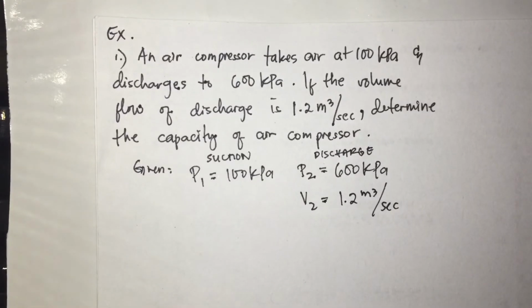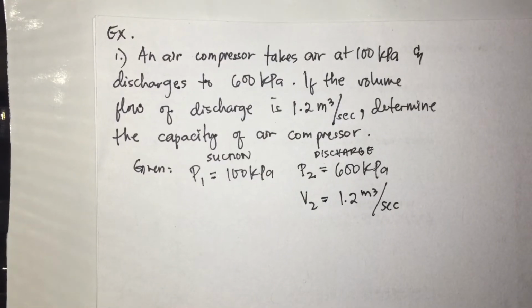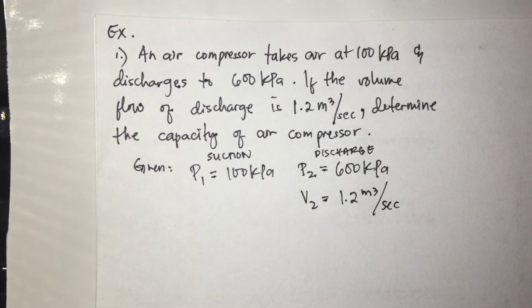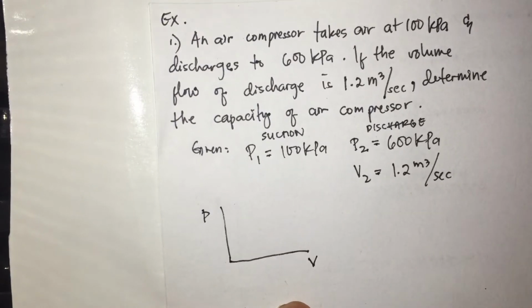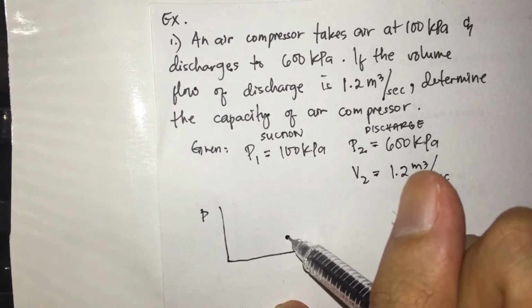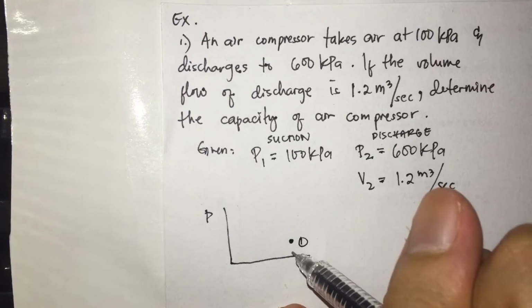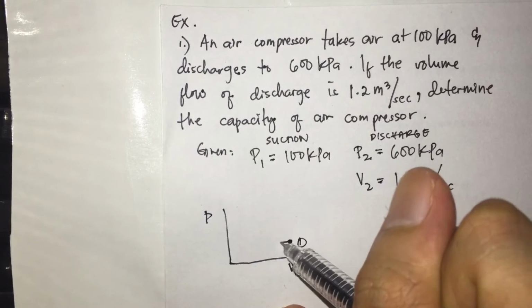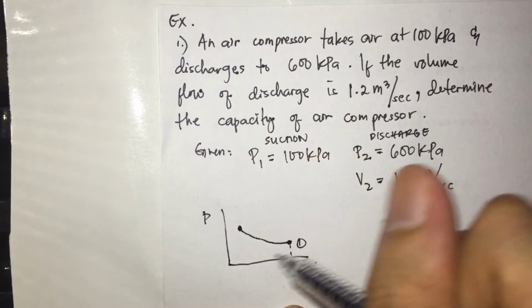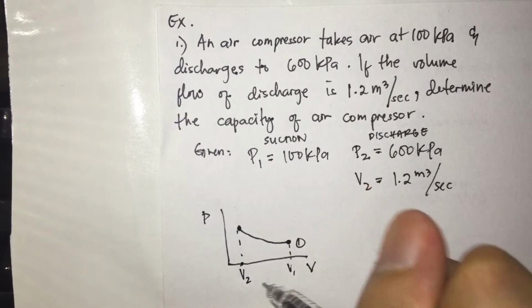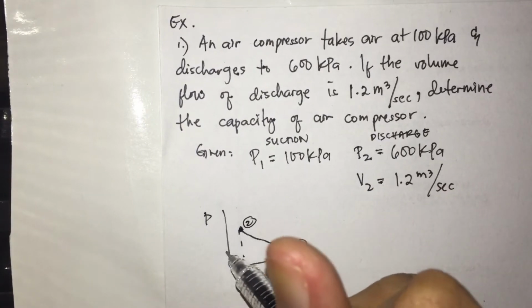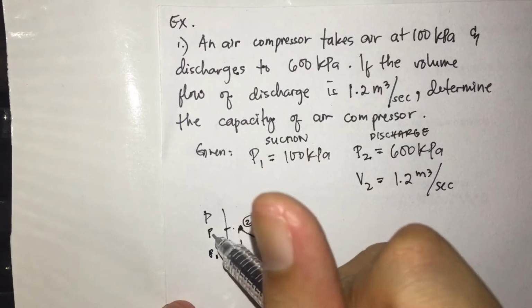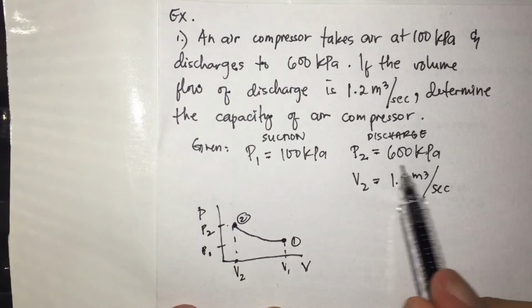Okay? So normally, the air compressor is an isentropic process from point 1 to point 2, which compresses. If you draw the PV diagram, point 1, and then V1, and it compresses, meaning V2 is of course smaller than V1, since it compressed, and pressure 1 is lower than pressure 2, which we can see in the given.